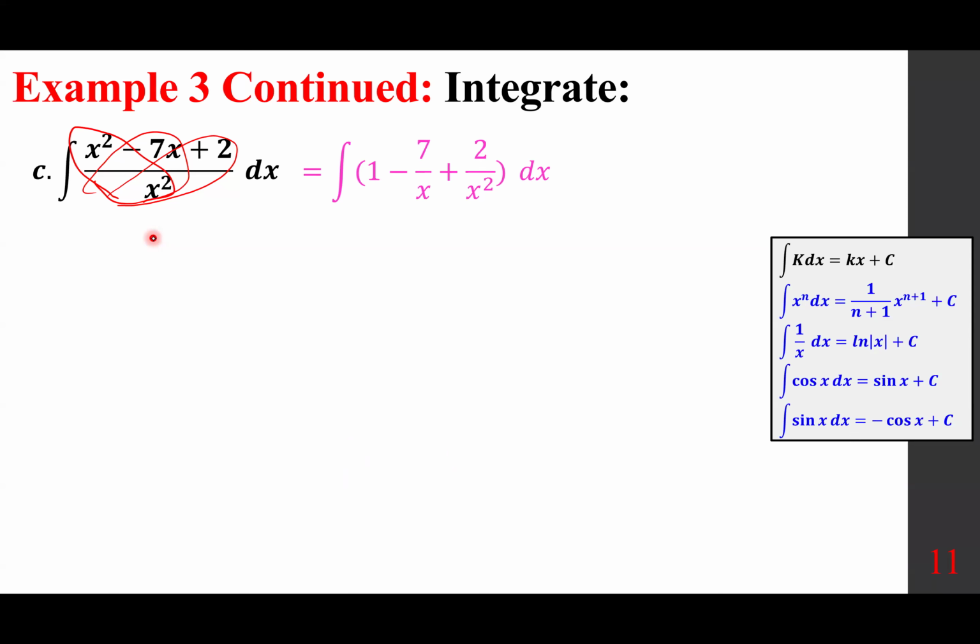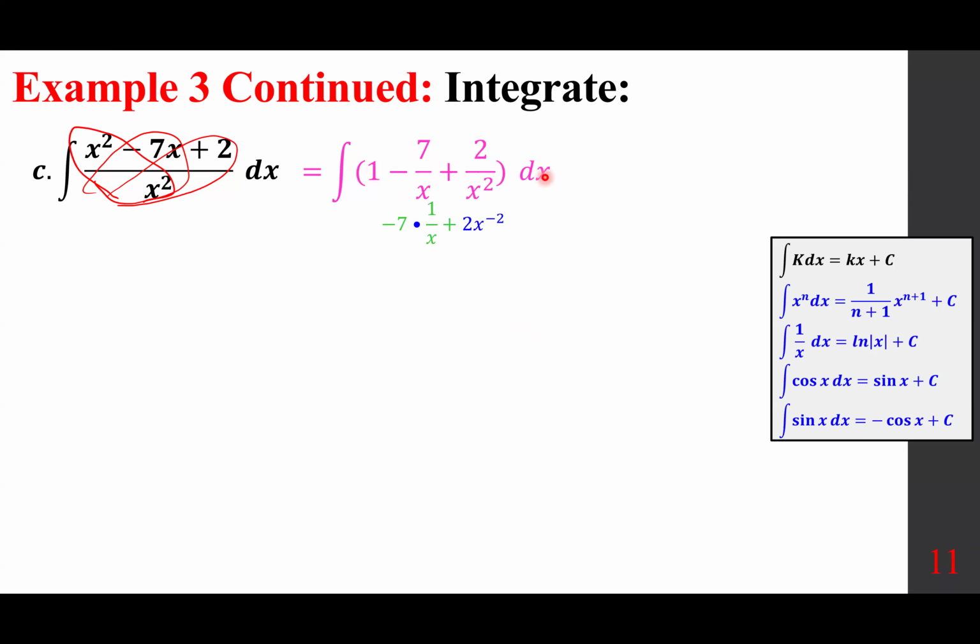Just to make sure that this is understood, how we anti-differentiate or integrate, we're going to write it as minus 7 times 1 over x, and this one 2x to the power of negative 2. Again, what we are trying to do is just to make sure everything is ready for integration or anti-differentiation. That's what we are trying to do. And so let's do it one by one.